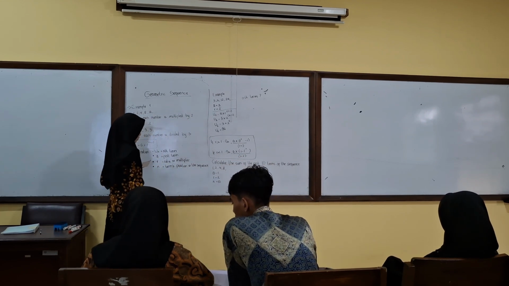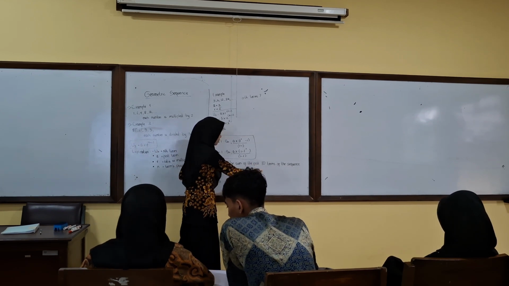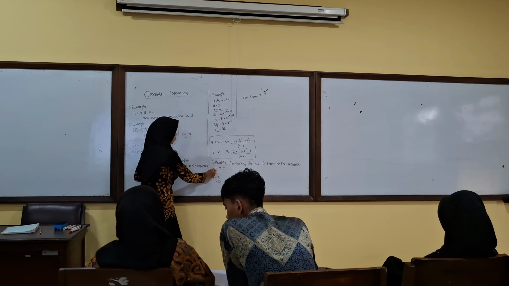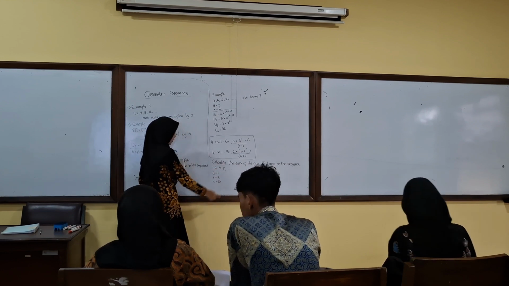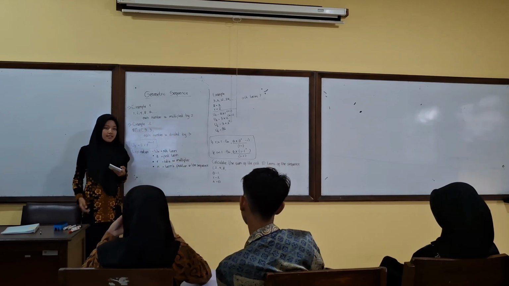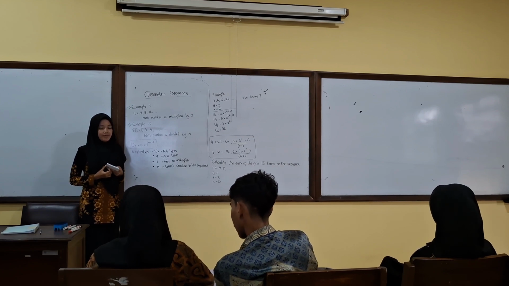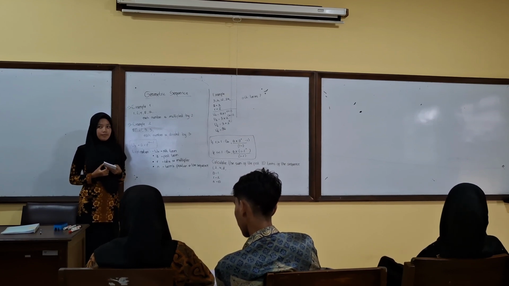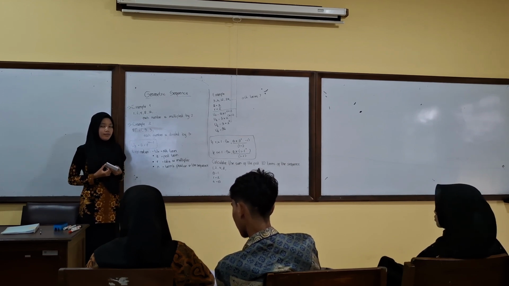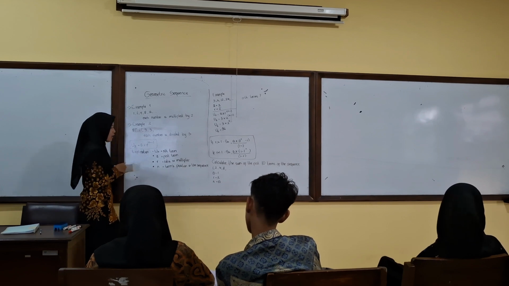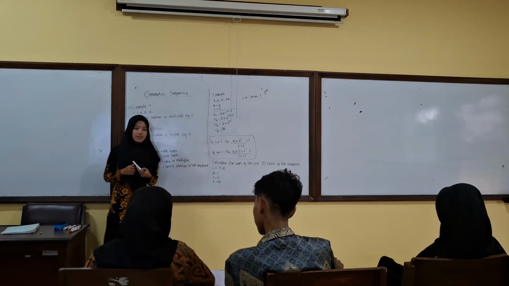Let's try an example. Calculate the sum of the first 10 terms of the sequence 1, 2, 4, 8. Here a is 1, r is 2, and n is 10. Can anyone solve this? So, Sn equals 1 times 2 to the power of 10 minus 1, divided by 2 minus 1, which equals 1023. Great. So, the sum of the first 10 terms is 1023.